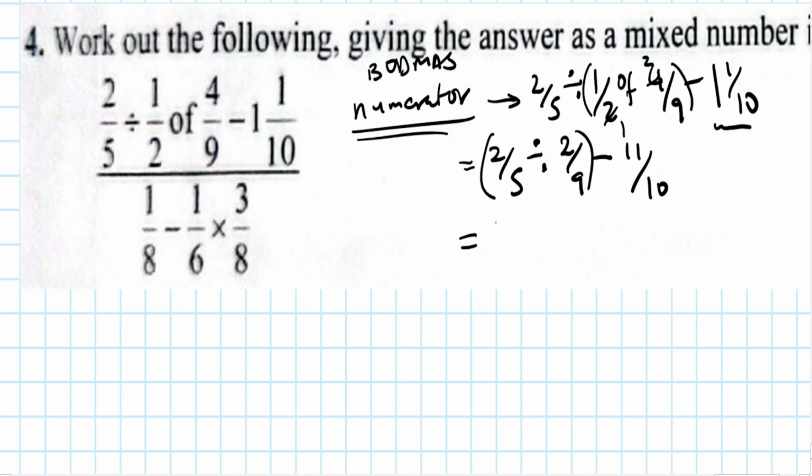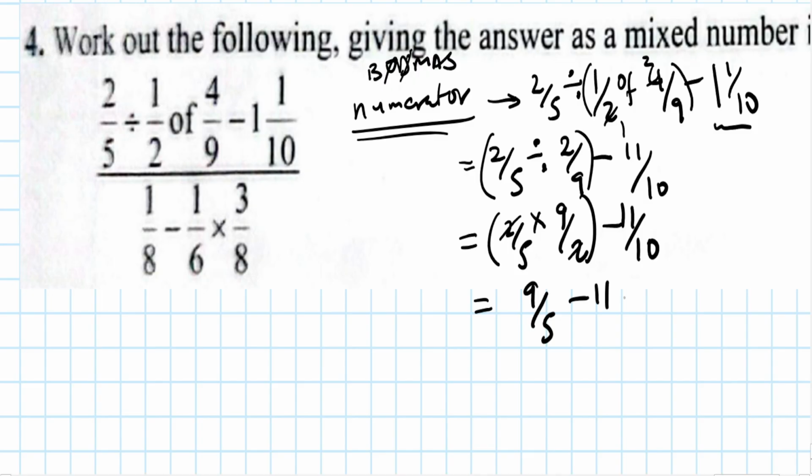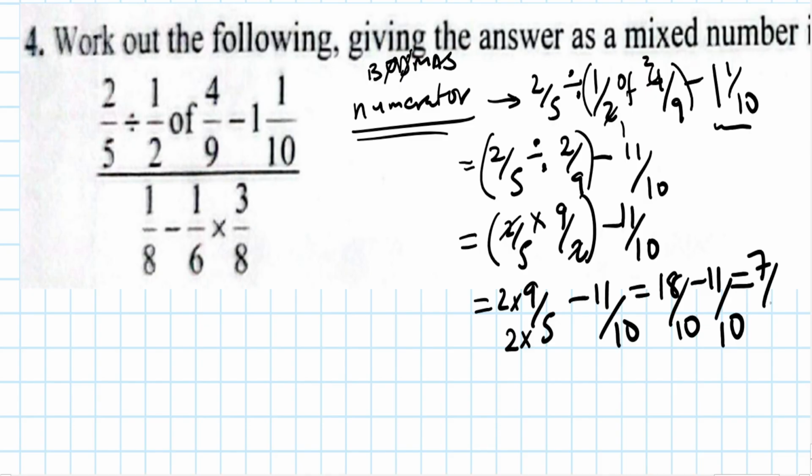And then we go to division. So 2 over 5 divided by 2 over 9; division changes to multiplication, so 2 over 9 becomes 9 over 2, minus 11 over 10. Then the 2 and 2 cancel out, giving you 9 over 5 minus 11 over 10. Now 5 can become 10 by multiplying by 2, and therefore you get 18 over 10 minus 11 over 10, which is 7 over 10. So that's the numerator. Let's go to the denominator.